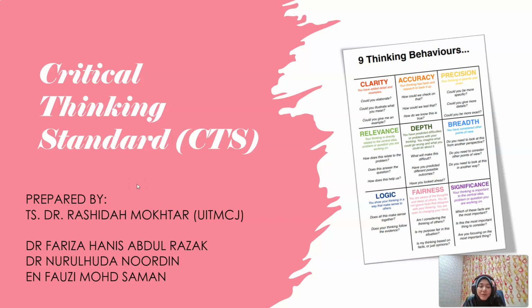Okay, so we will continue our lesson with critical thinking standard, CTS. Before this we have learned about what is critical thinking, and then we have learned about what are the critical thinking tools and methods that you can apply. Now we are looking at what is the critical thinking standard, and then we will discuss details on each of the CTS. So basically we have 9 critical thinking standards which are related to thinking behaviors.